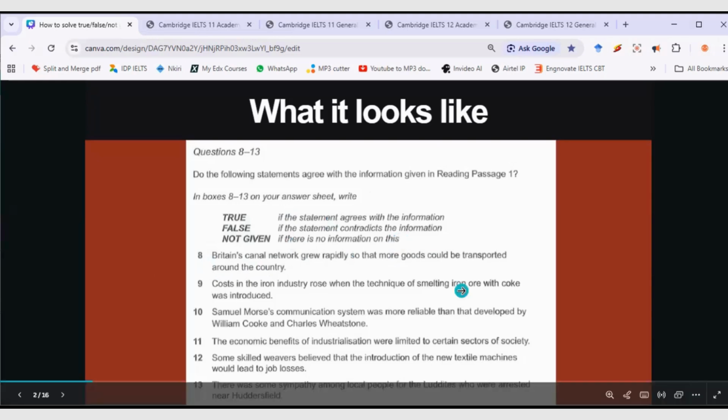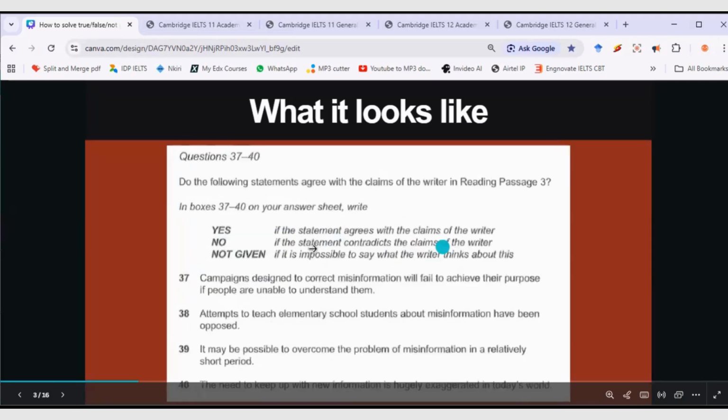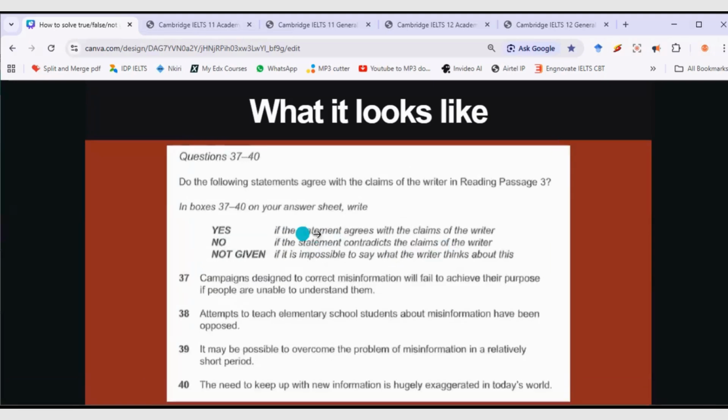The other one is yes, no, not given. It's also similar to true, false, not given. If the statement agrees with the claim, they write something like this: claims of the writer. So you need to study that passage closely and be sure that the claims of the writer align with the statement. Claims of the writer. Take note of that.